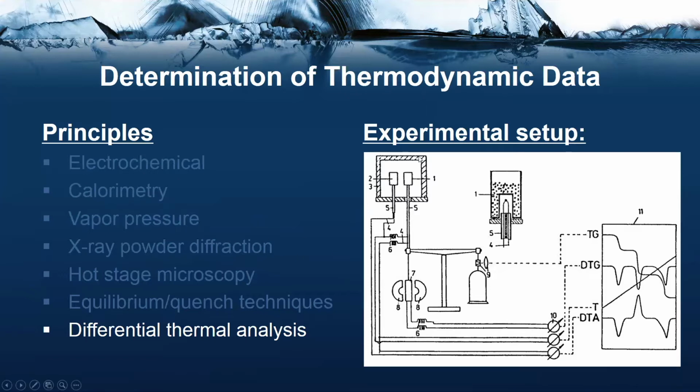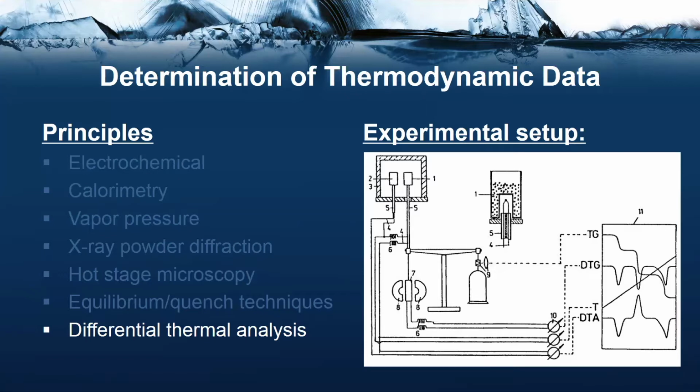The results obtained in this analysis are shown here. The upper curve here, labeled Tg, shows the mass loss of the sample with time or with temperature. The second curve here, dTg, is the first derivative of the mass loss. And the last curve here, labeled dTA, is the recorded difference in temperature between the reference and the sample.